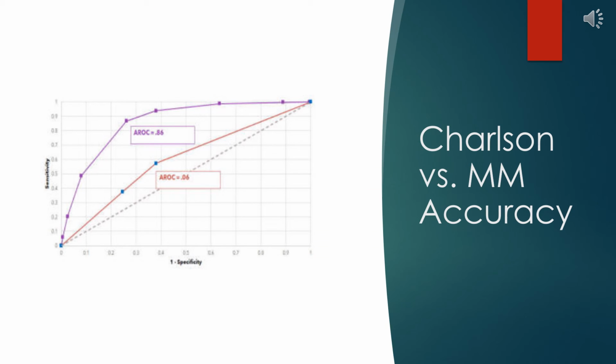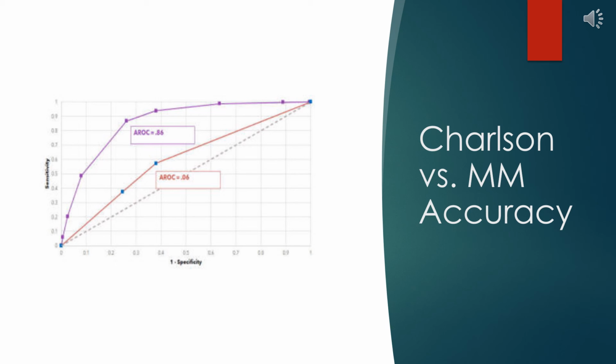So here we show the difference in accuracies of the Charlson versus the multimorbidity indexes. The Charlson area under the curve is 0.06, whereas the multimorbidity index is at 0.86, and that could be seen as 86%, while the Charlson could be seen as 6%.